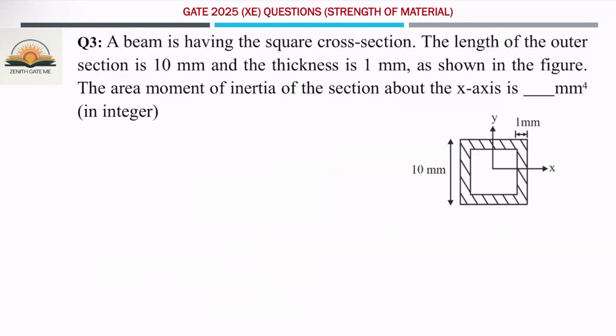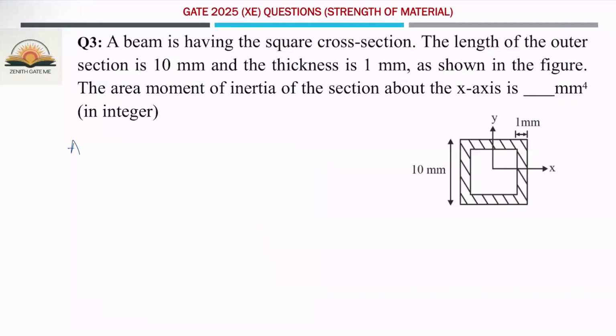Okay, so a beam is there whose cross section is a square. Now the length of the outer section is 10, and the thickness will be this one. That means it is a hollow section, hollow square cross section. You have to calculate the moment of inertia. So how you will do?